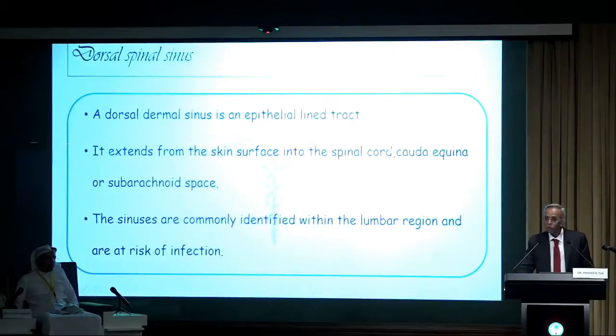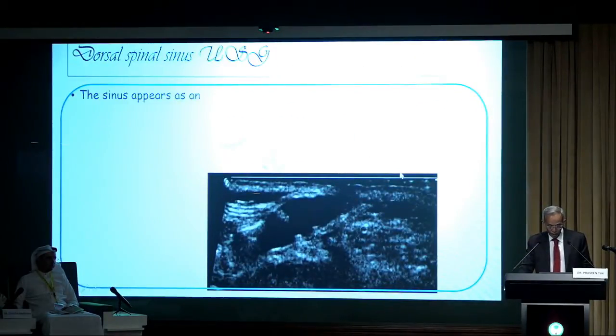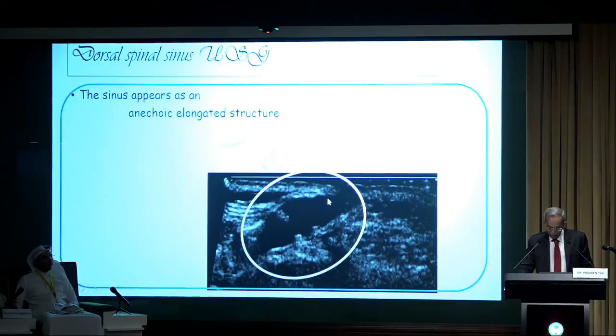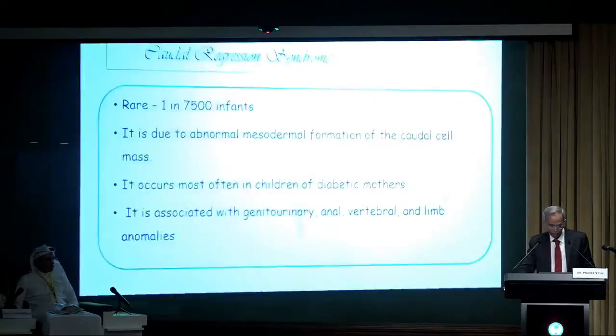Then we have what is called the dorsal spinal sinus, where we find a hypoechoic area, and this sinus appears as an anechoic elongated structure. Along with it we can find that it extends superiorly from the skin surface into the spinal canal. It's very classically demonstrated by evaluating like this.